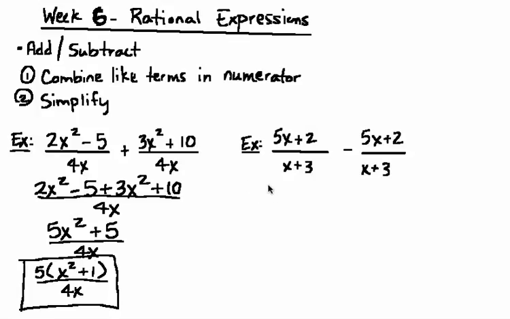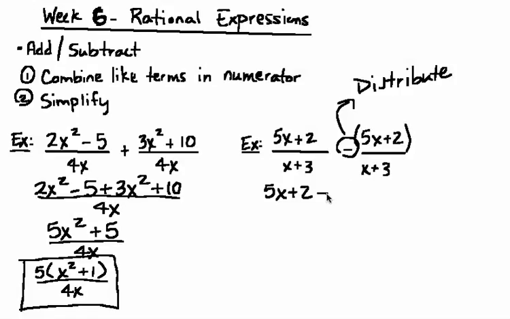And now when we're subtracting, an important step is that you have to distribute the negative sign. So it's not just the 5x that's negative, it's the 5x and the 2 that's negative. So we're going to change all the signs in the second numerator. That would make that a negative 5x and a minus 2, and that's all over x plus 3.